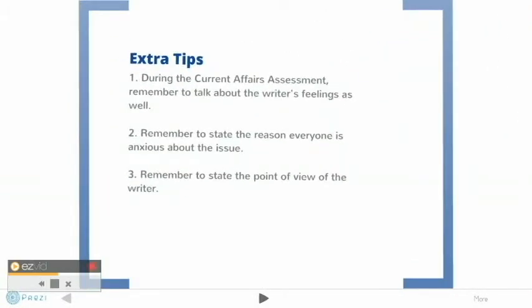Extra tips. 1. During the current affairs assessment, remember to talk about the writer's feelings as well. 2. Remember to state the reason everyone is anxious about the issue. 3. Remember to state the point of view of the writer.